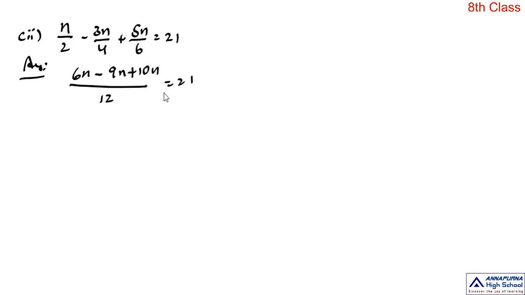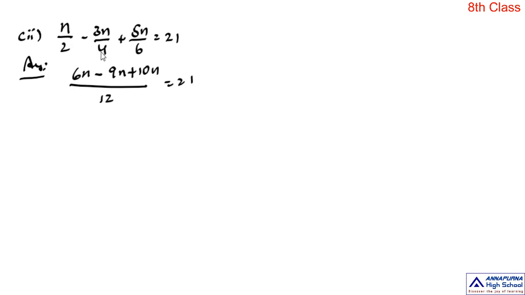I think everyone knows how to write this numerator. Okay, it is very simple. So here the LCM of the denominators is 12. So we take the first denominator, that is 2. So which number you multiply this 2, you get 12? 6. So multiply that 6 by numerator. So 6 into n, 6n.